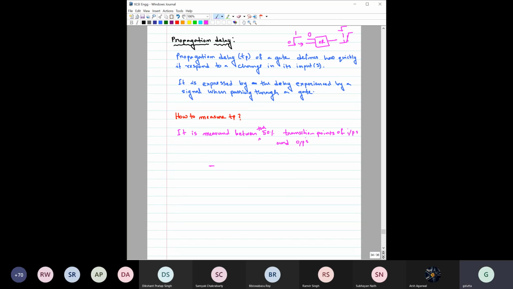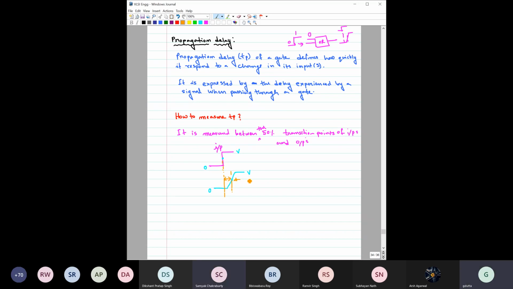What do I mean by that? Suppose you have an input like this, and your output is like this. Here this is V, this is 0, this is again 0, this is V. 50% means here, because it is a step input, and 50% here is this much. Here we define the delay as the time gap between these two.